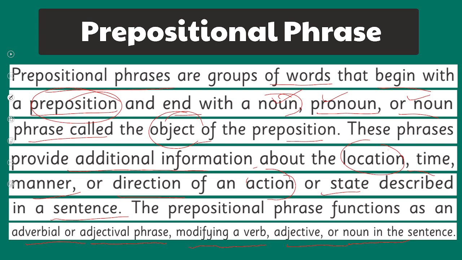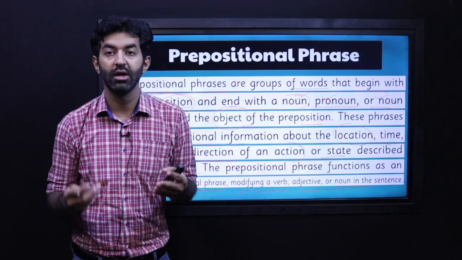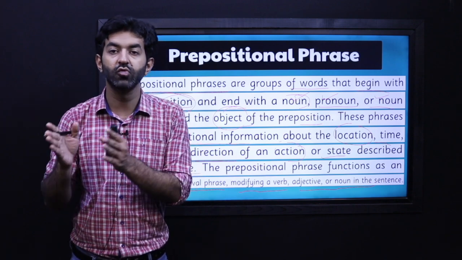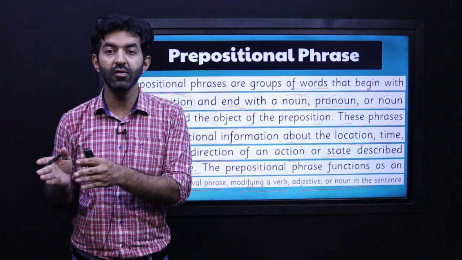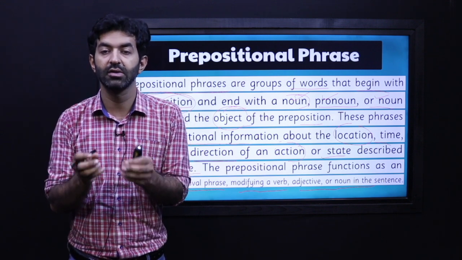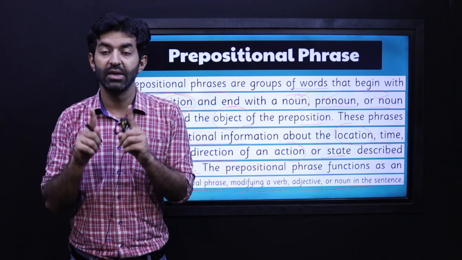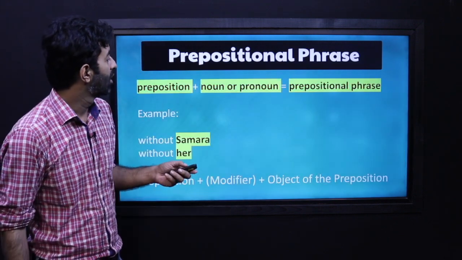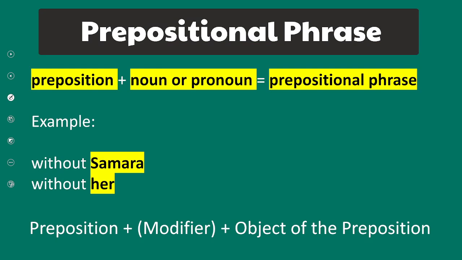Now, the prepositional phrase can also have an adverb, an adjective, and it can modify a noun, adjective, or even a verb. And this is how it works. It always starts with a preposition, ends with a noun, pronoun, or noun phrase, and you can have different modifiers in between these two. But that would still be called a prepositional phrase. All right, let's look at this over here. We have a preposition plus our noun or pronoun, and we can make a prepositional phrase.